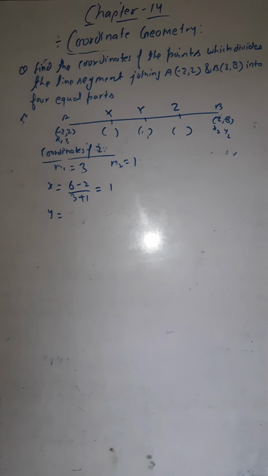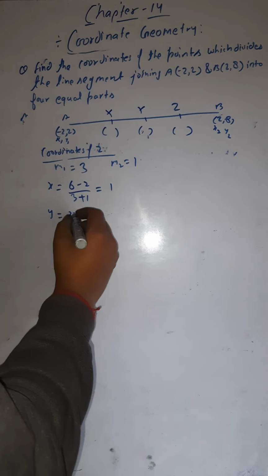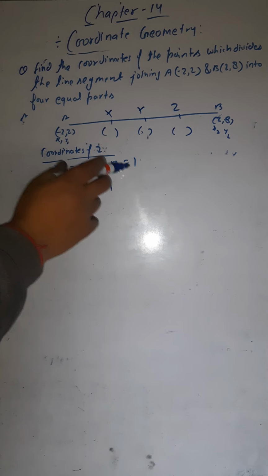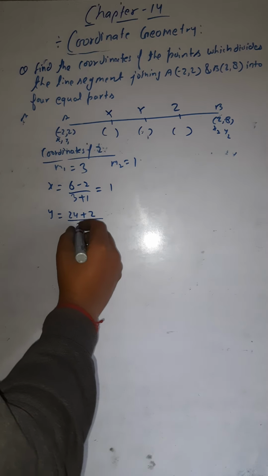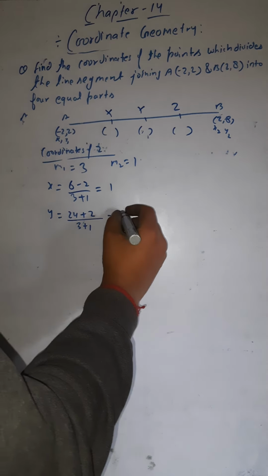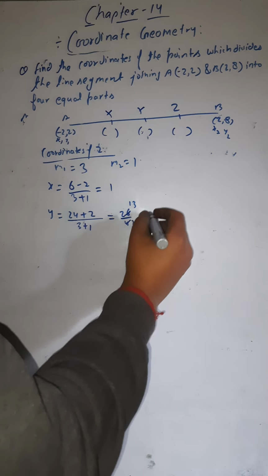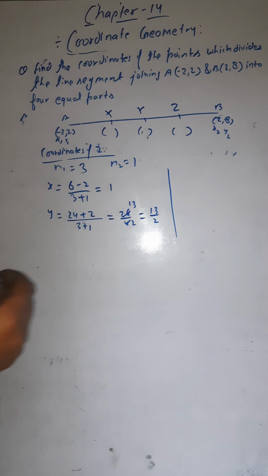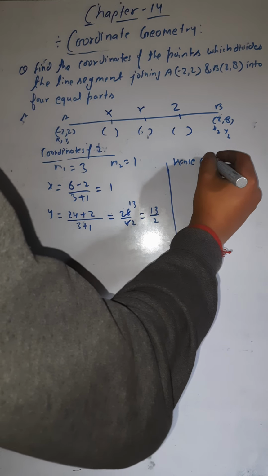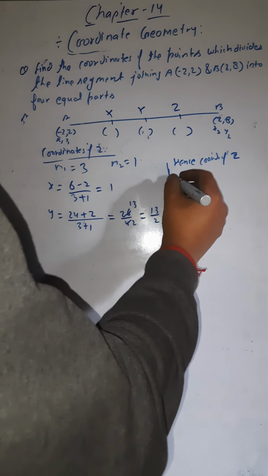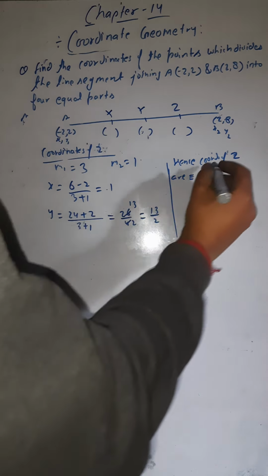Similarly, the value of y. m1 y2 means 8 threes are 24, plus m2 y1 means 1 times 2 is 2, divided by m1 plus m2, which means 3 plus 1. So the answer: 24 plus 2 would be 26 by 4. You can cancel it, 13 times 2. So the answer would be 13 by 2. So what are the coordinates of Z? Hence, the coordinates of Z are how much? 1 comma 13 by 2.